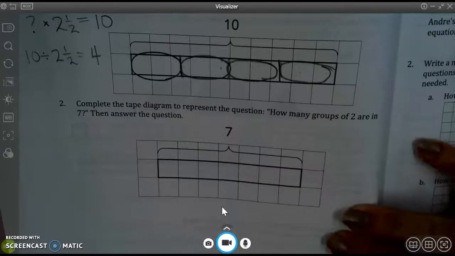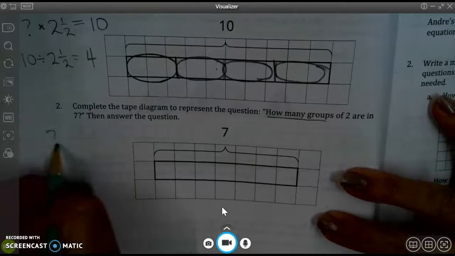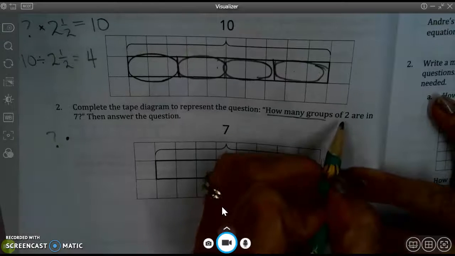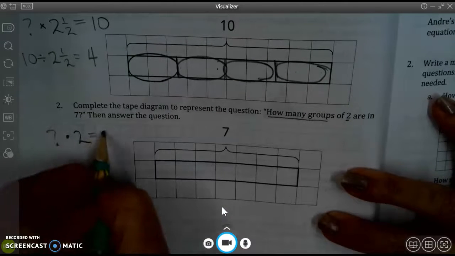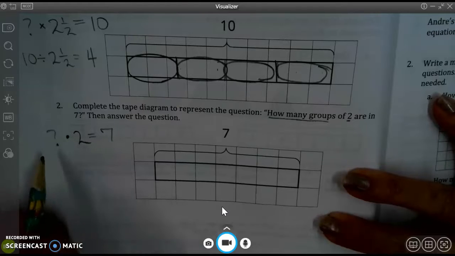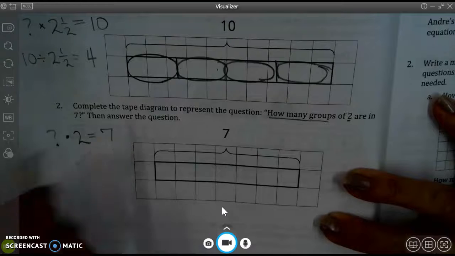All right, let's do the same thing here. How many groups of 2 are in 7? Okay, so I have the problem: how many groups of 2 are in 7?